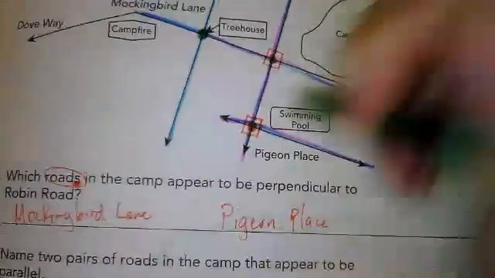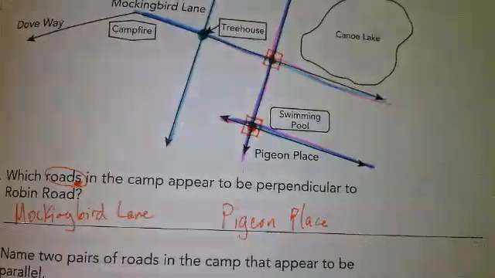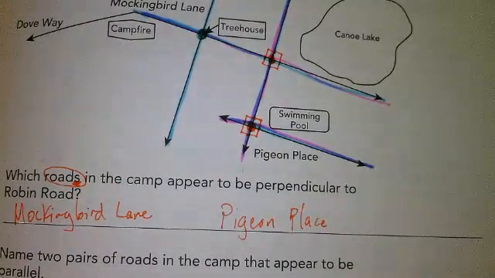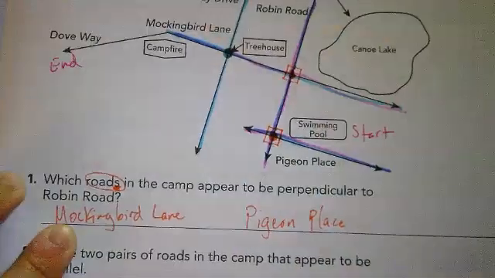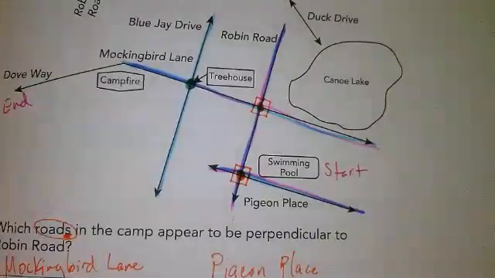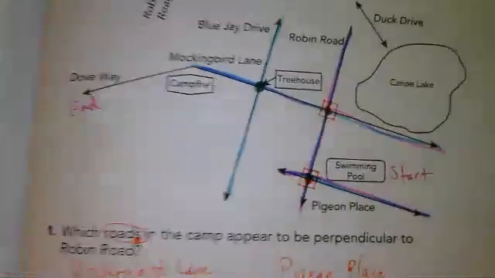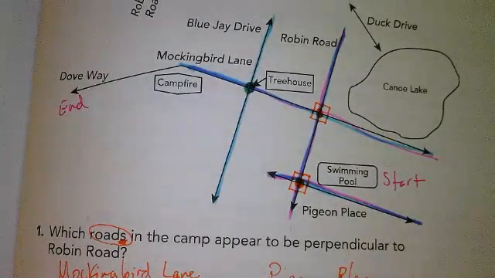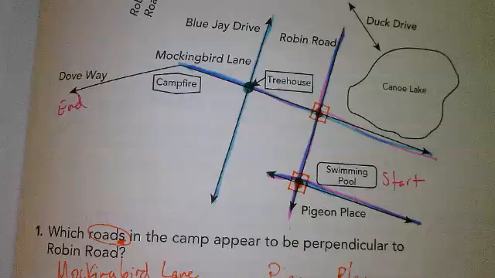So we're starting here at the swimming pool. Okay, this is our start. Let me get a different color. Okay, so here's our start. And we want to end over here on Dove Way. So we need to describe how we're going to get from here to there. And we're going to have to use the roads that already exist, yes? So, who can tell me what they think our first step could be? What could we write as our first step, Lauren?